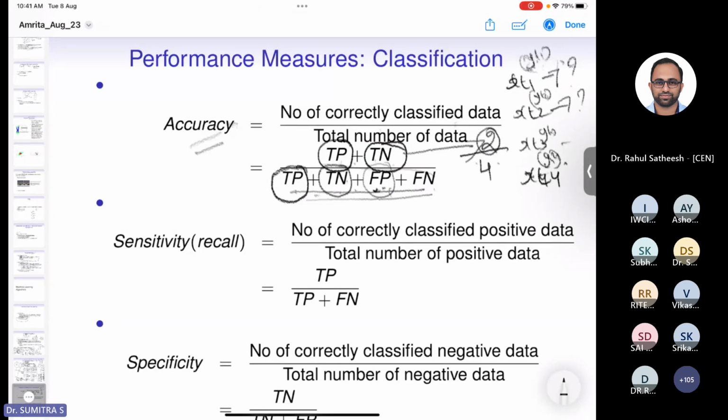But is accuracy always a good measure? If you are getting very good accuracy, can we say that the model is performing well? Okay, let us take an example.